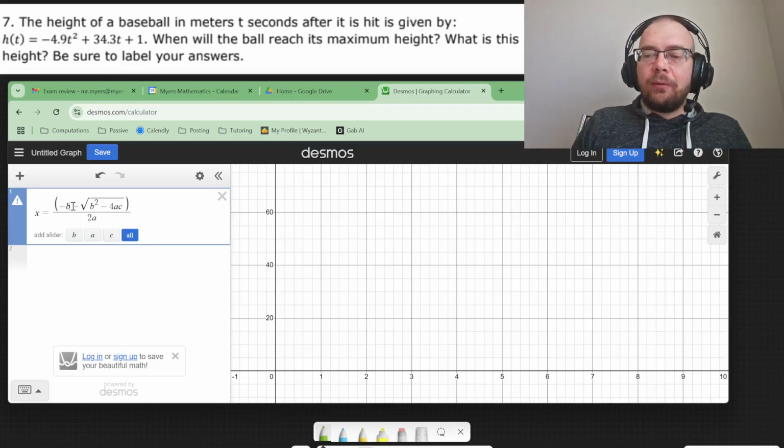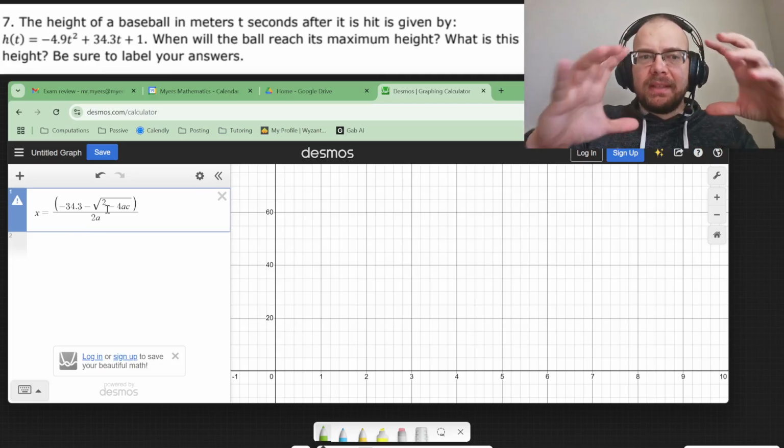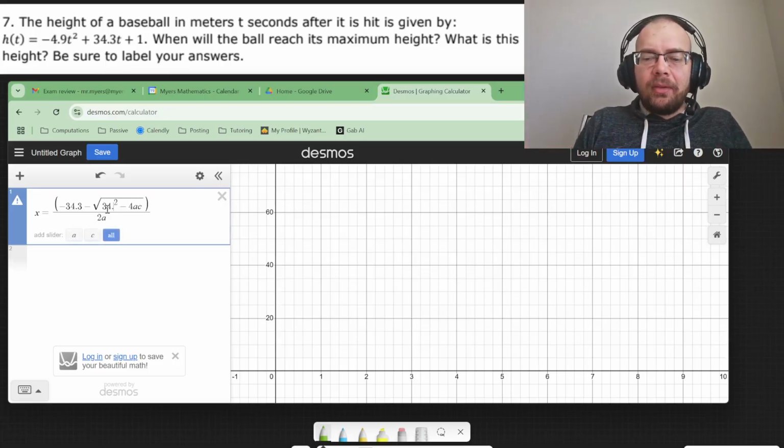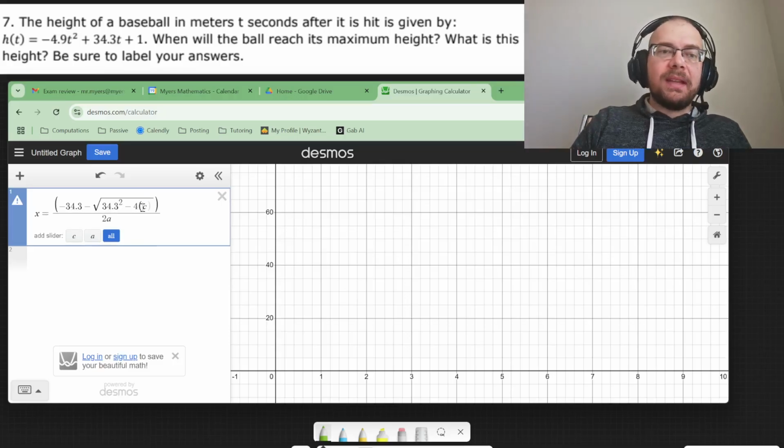So B is 34.3, 34.3. Plug that in here as well. If B was negative, we would have to make sure that that's in a negative, in a parentheses, but it's not, so we don't have to worry about it. 34.3. There we go. A is negative 4.9. So I do want to put that in parentheses just to be safe here.